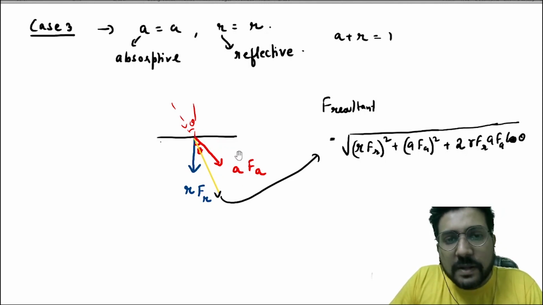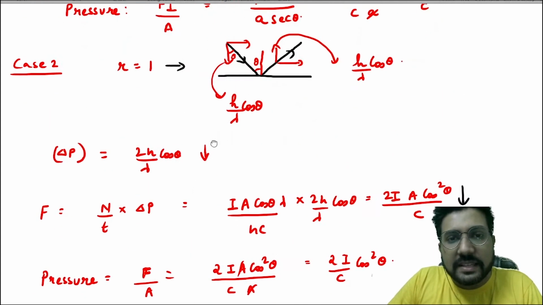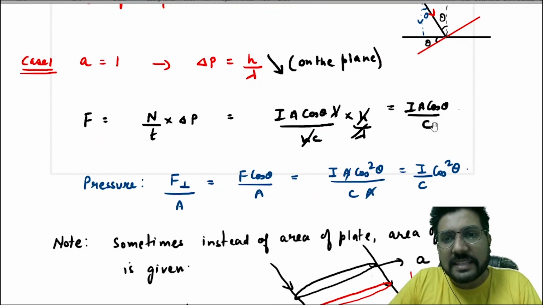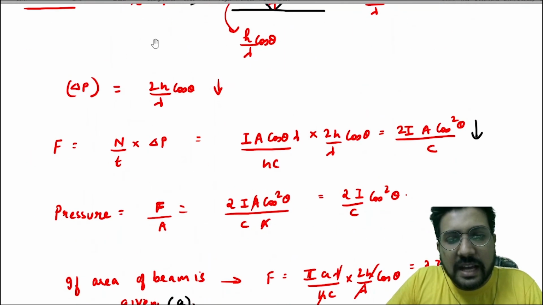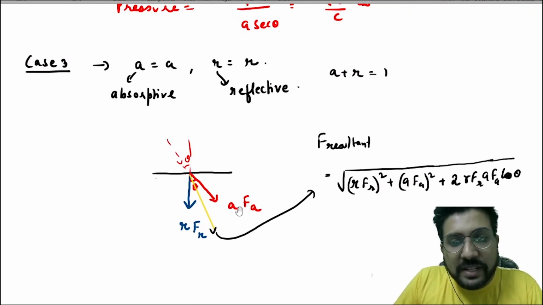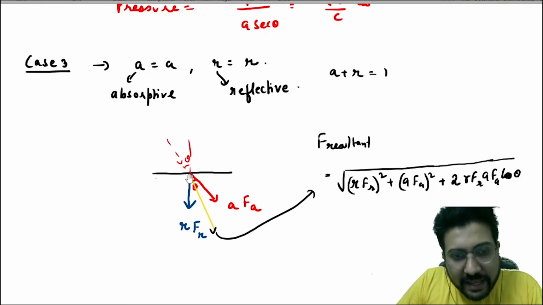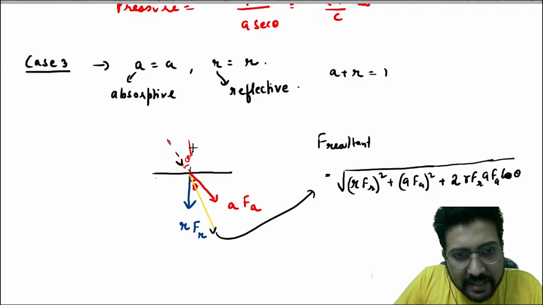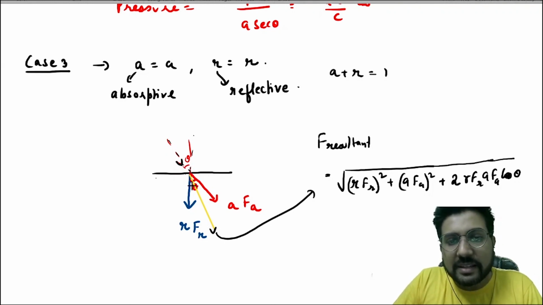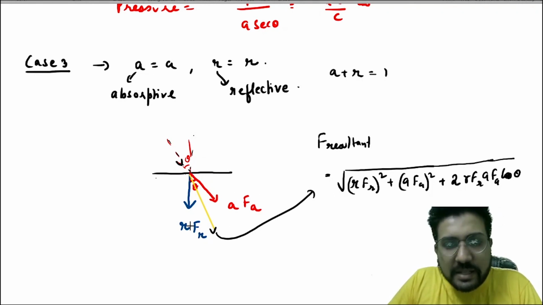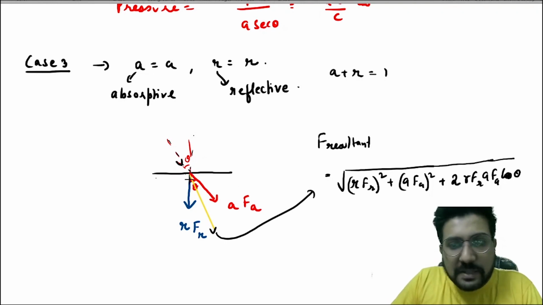And for absorption you will write the force due to absorption, that is Fa, and Fa we have written here: Fa is Ia cos theta by c. If you want to find the resultant, you have to take the resultant of these two. Now the angle between this and this is theta, because the incident angle was theta. So if the incident angle is theta, this is nothing but the vertically opposite angle. So the resultant will be this square plus this square plus 2 into this multiplied by this multiplied by cos theta.